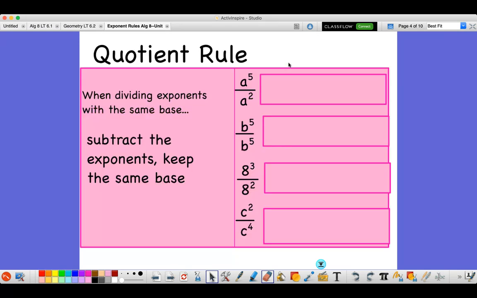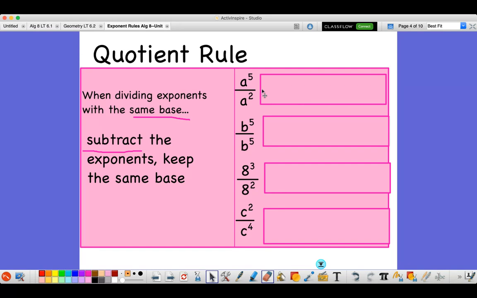The next thing I want you to write down on your paper is quotient rule. Quotient is when we're talking about dividing. So you can see all of our examples that we're going to do over here are all dividing. When dividing exponents, and think about it, when we multiplied, we added the exponents together. Again, you have to have that same base. That's key. But when we're dividing, you subtract the exponents and you keep the bases the same. So let's see what this looks like.